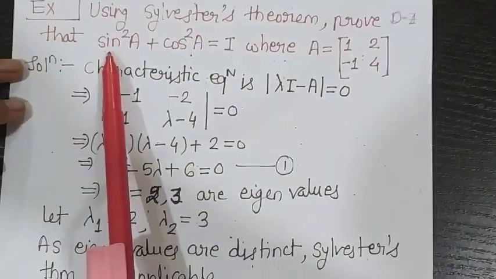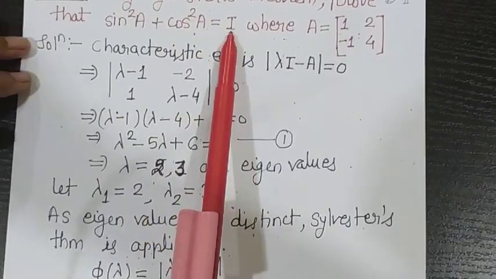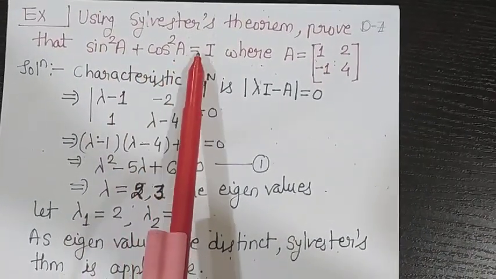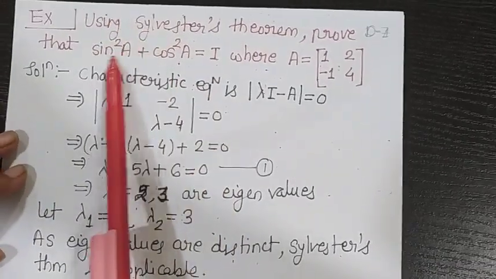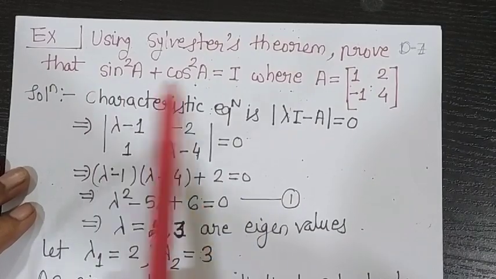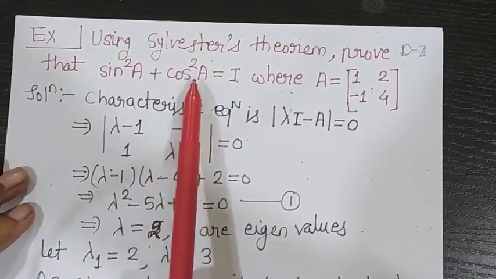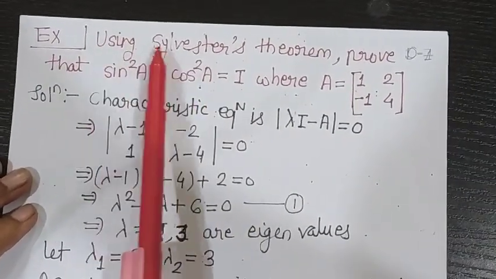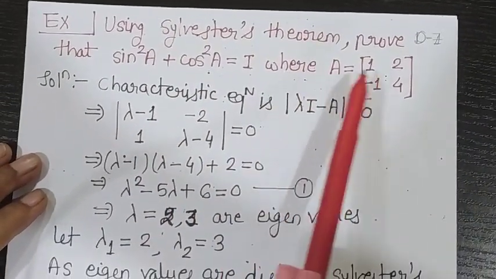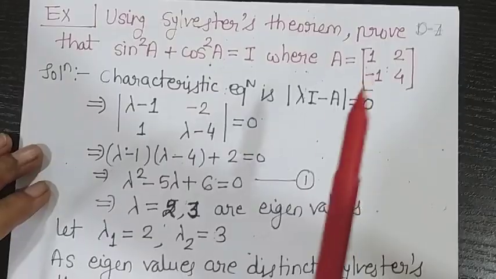Using Sylvester theorem, prove that sin square A plus cos square A equals I. We have a trigonometric identity sin square theta plus cos square theta is equal to 1. In case of matrix, it will become sin square A plus cos square A equal to I. Let us see whether it is true in case of matrix or not. That we can verify using Sylvester theorem, where A is equal to [1, 2; minus 1, 4].